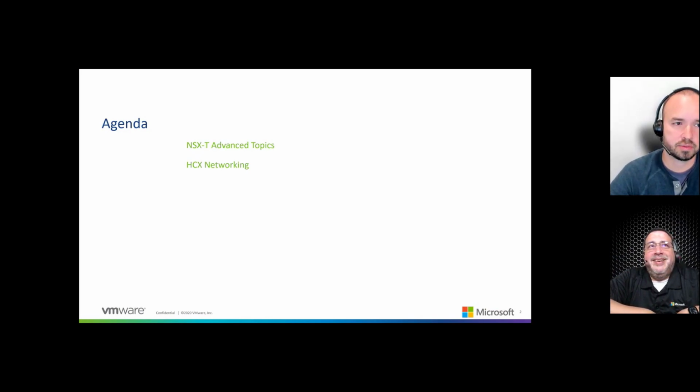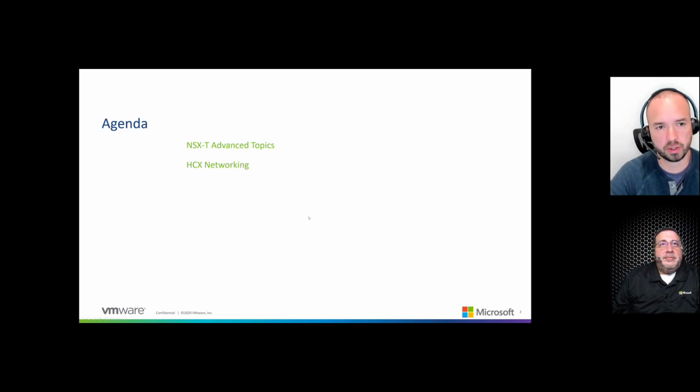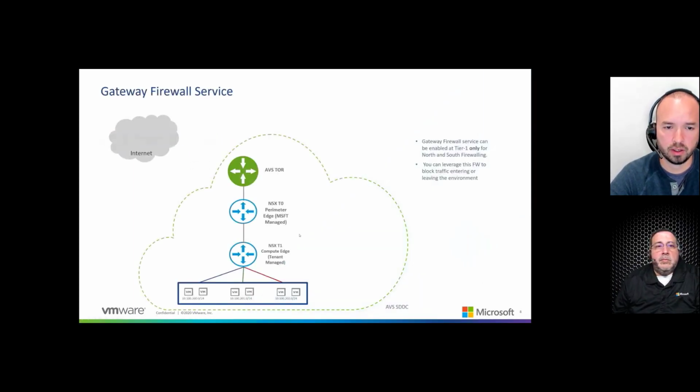Roberto. So in this particular session, we're going to be covering 2 subtopics. One of them is the NSXT advanced topics, and then HCX networking, some of the things you have to take into consideration when doing migrations into AVS. All right. So first of all, let's talk about the overall layout of NSX inside of AVS.